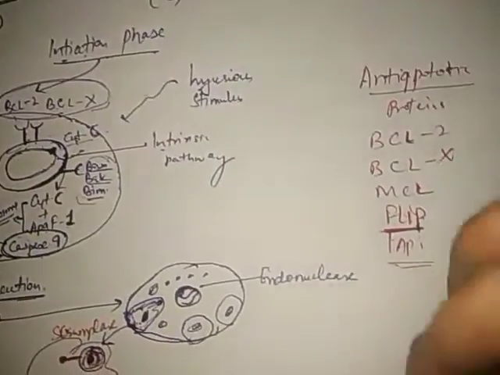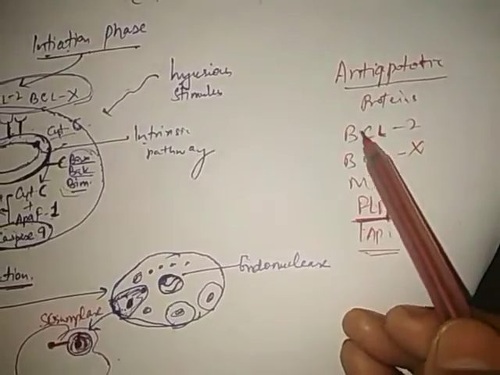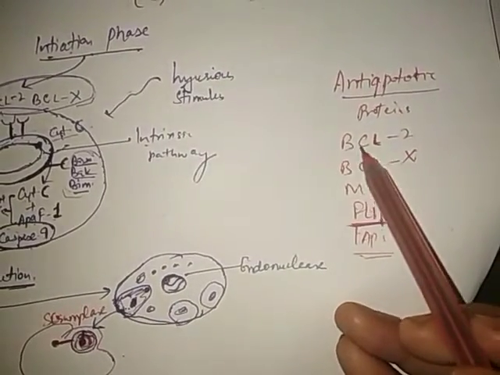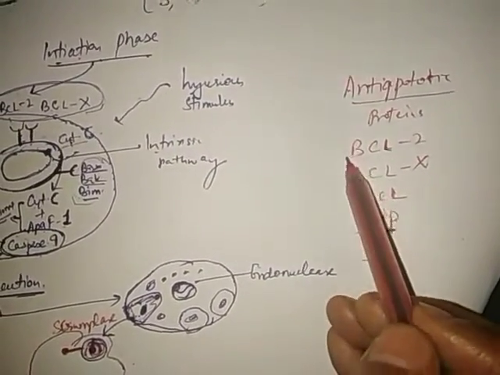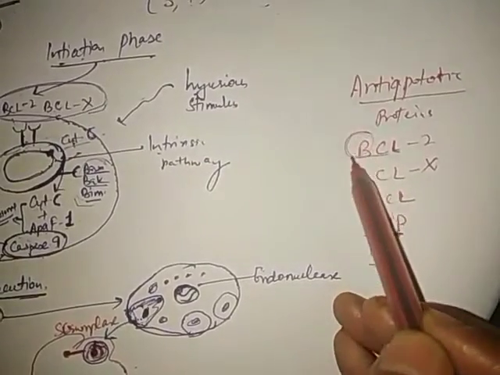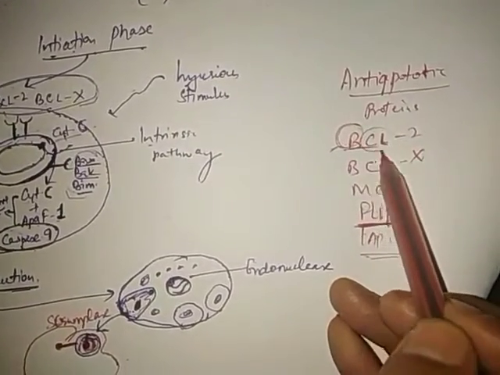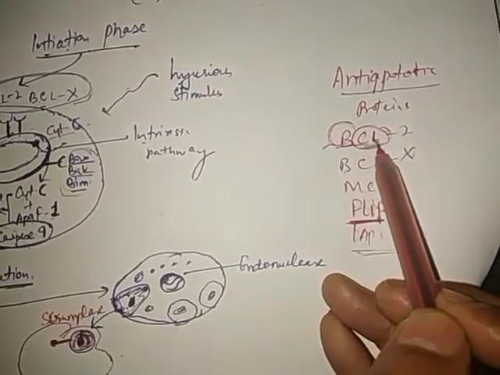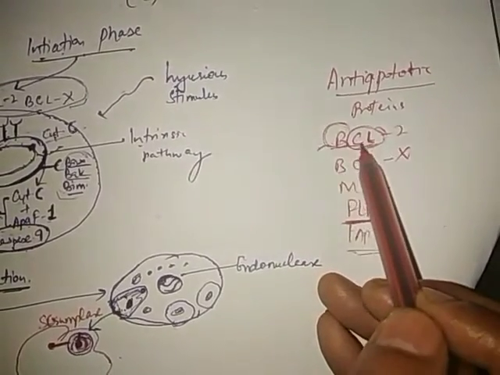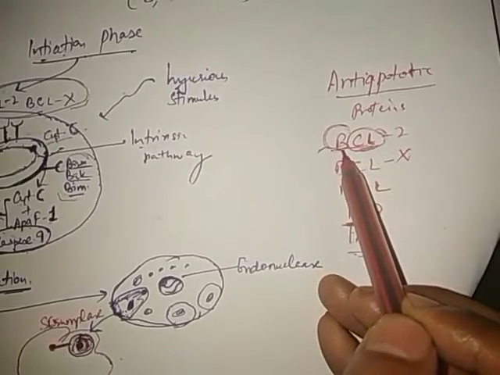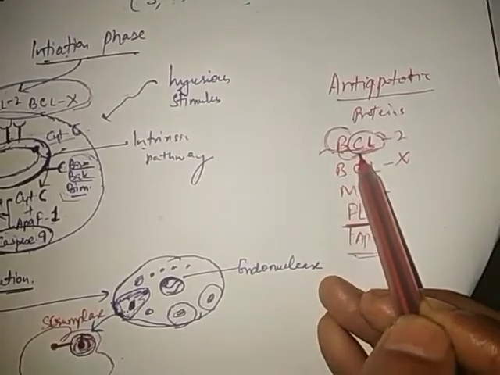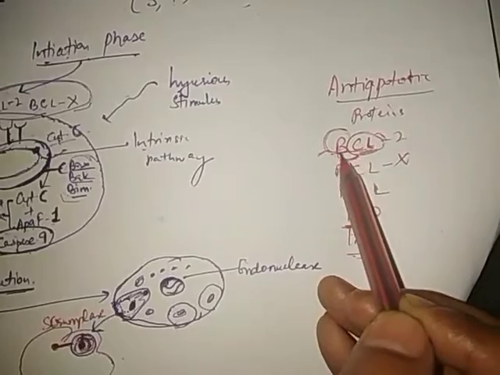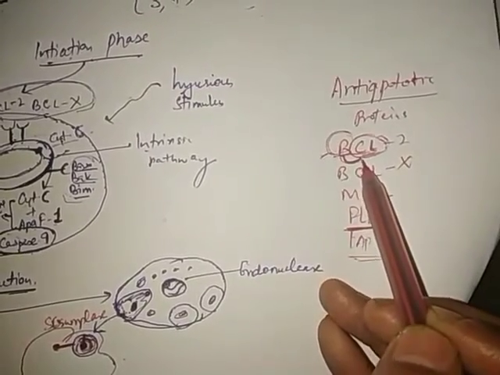So how you can remember this is anti-apoptotic BCL. I used to remember it like this: B stands for block, C stands for clearance. Clearance means apoptosis, and this clearance, meaning apoptosis, is being blocked. So blocking apoptosis means it's anti-apoptotic. In this way you can remember if you forget it.